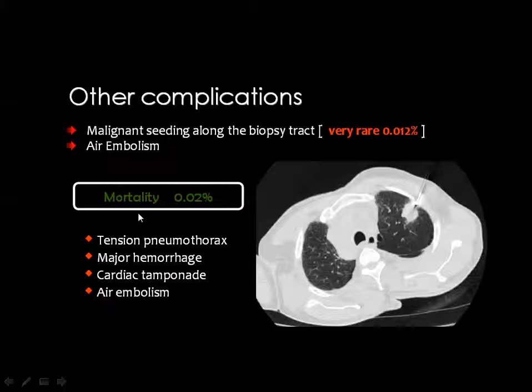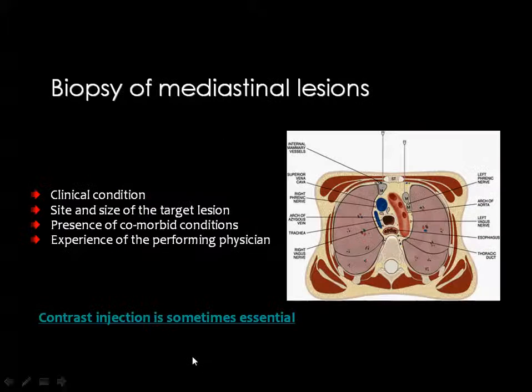Then the mortality rate as a complication of transthoracic needle-guided biopsy is about 0.02%. The causes of mortality are tension pneumothorax, major hemorrhage, cardiac tamponade, and air embolism. Of course, the biopsy of mediastinal lesions is a little bit more difficult because of the intimate relation of the lesions to the major vascular structures in the mediastinum.